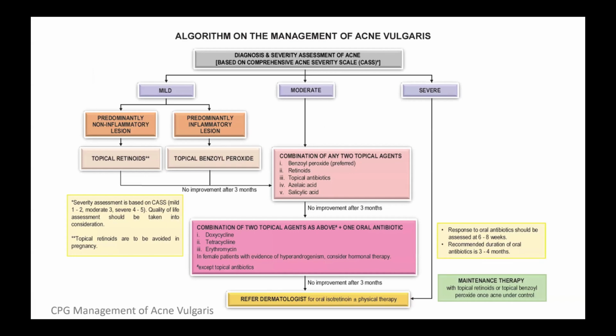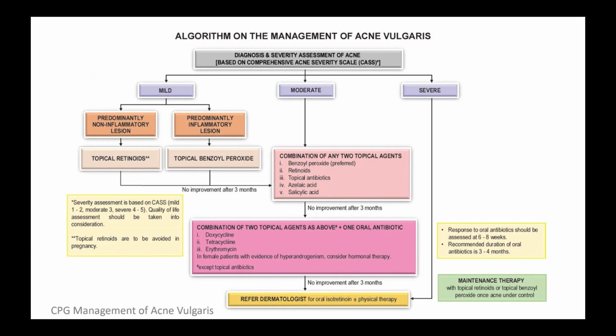So this is the algorithm on the management of acne vulgaris from the Malaysian CPG. You can divide it either into mild, moderate, or severe. For mild lesions, which are predominantly non-inflammatory lesions, you can use topical retinoids. For predominantly inflammatory lesions, you would want to use topical benzoyl peroxide as well. If there's no improvement after 3 months, you may have to combine any of the 2 topical agents.